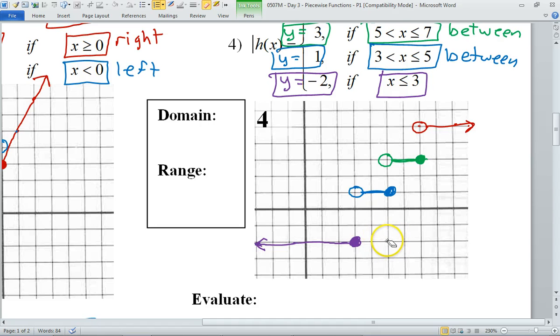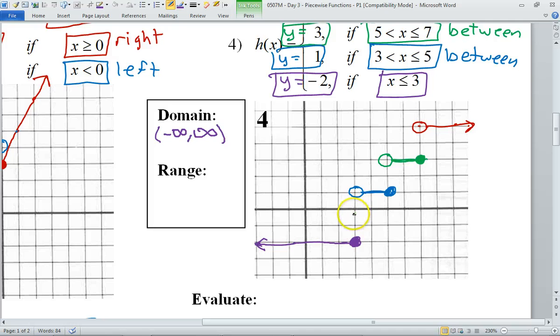Any questions about how I did number 4? Okay. What's the domain of this function, you guys? It's still negative infinity to positive infinity. It goes left forever, it goes right forever, there are no breaks in between. Now the range is different and new. So everybody pay attention. You've never seen a range quite like this before.